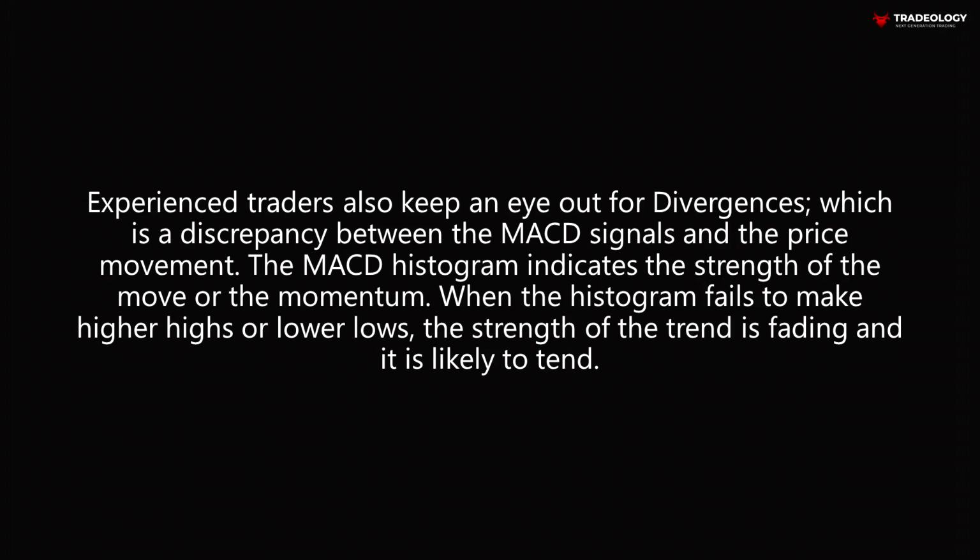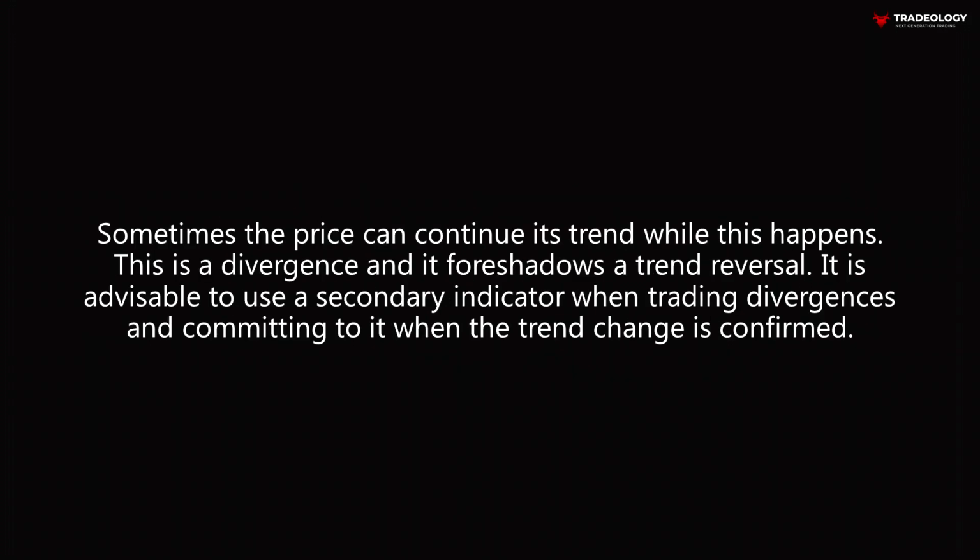Experienced traders also keep an eye out for divergences, which is a discrepancy between the MACD signal lines and the price movement. The MACD histogram indicates the strength of the momentum of the move. When the histogram fails to make higher highs or lower lows, the strength of the trend is fading and is likely to end. Sometimes the price can continue its trend while this happens. This is a divergence and it foreshadows a trend reversal. It's advisable to use a secondary indicator when trading divergences and committing to it when the trend change is confirmed.